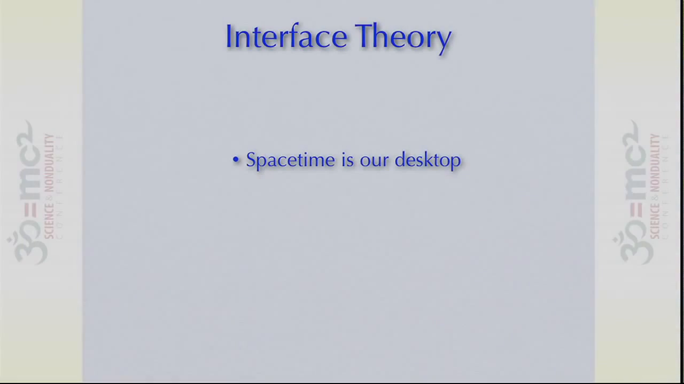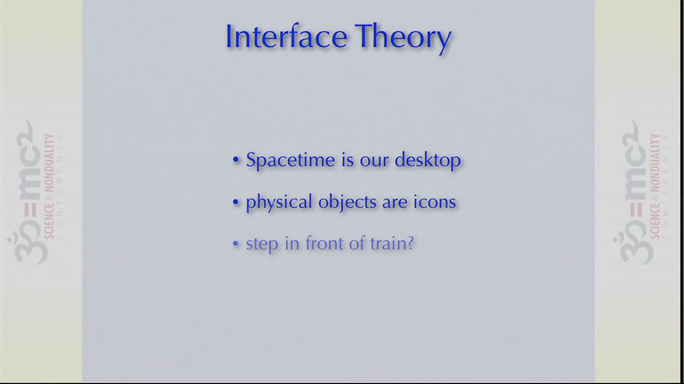So the interface theory says that space-time is not the truth. What we call the physical world is not the truth. It's not intended to be the truth. We've evolved not to see the truth, but to hide the truth. It's too complicated. The truth is too complicated. We don't need to know it. Space-time is our desktop. Physical objects, like this podium, are just the icons of that desktop.